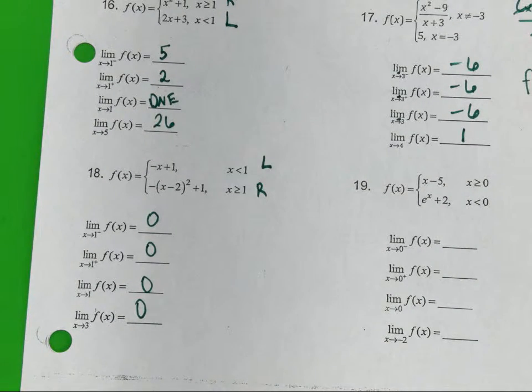Why did we have to think about these 3 so much? Because isn't that where the point of discontinuity is at? 1. Here, we just plug into whatever piece that it fits, because that's not where the discontinuity is at. You got me?